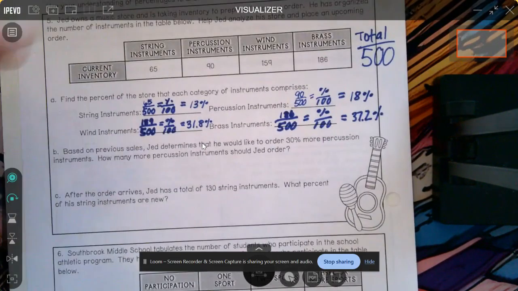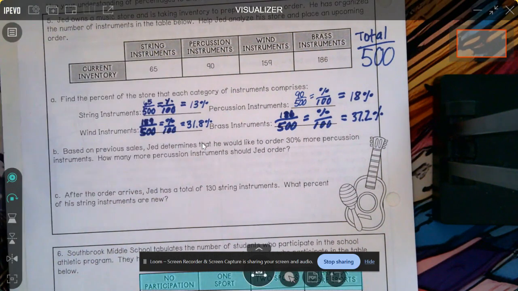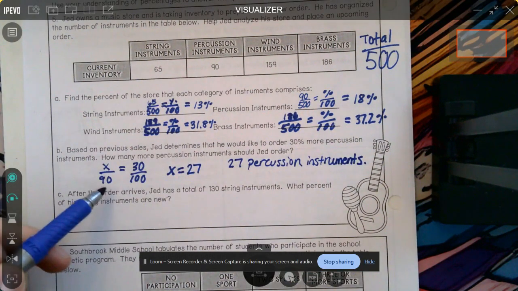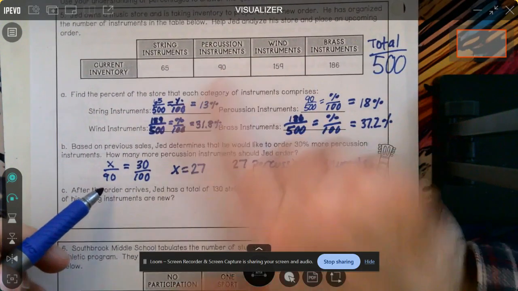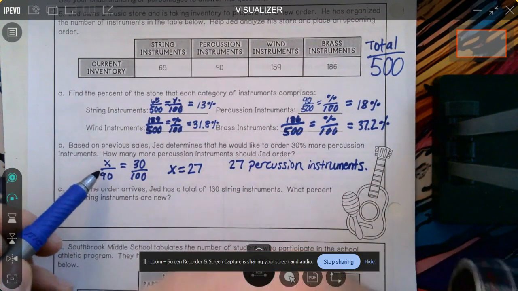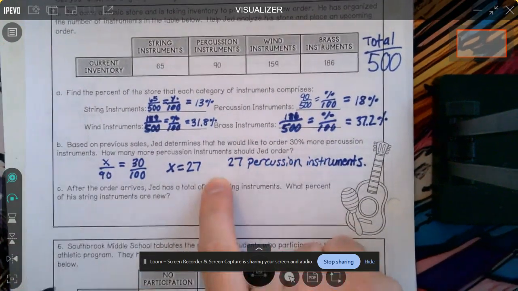All right. B says, based on previous sales, Jed determines that he would like to order 30% more percussion instruments. How many more percussion instruments should Jed order? So we're trying to find 30% of the amount of percussion instruments, and that's how many more he's going to buy. So again, set up a proportion and see if your answer matches mine. Go. All right, you have to be careful with this one because our whole number is changing. We're looking at just percussion instruments. So that's my whole number. That goes in the bottom. X is my part. I'm finding a part of the total percussion instrument population. So you cross multiply and divide, and you get 27.